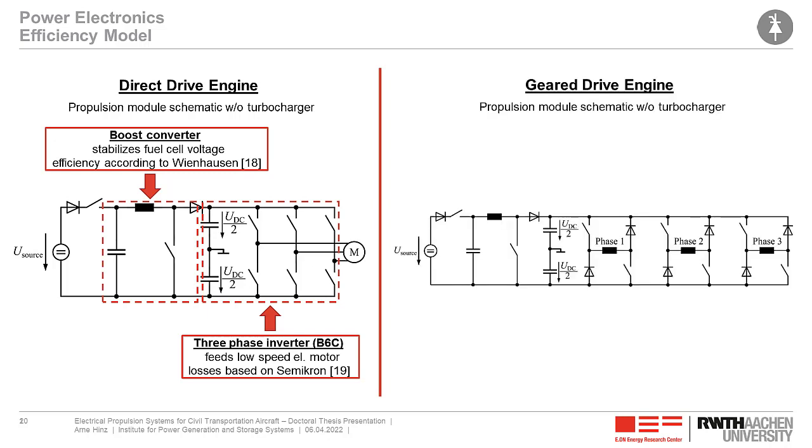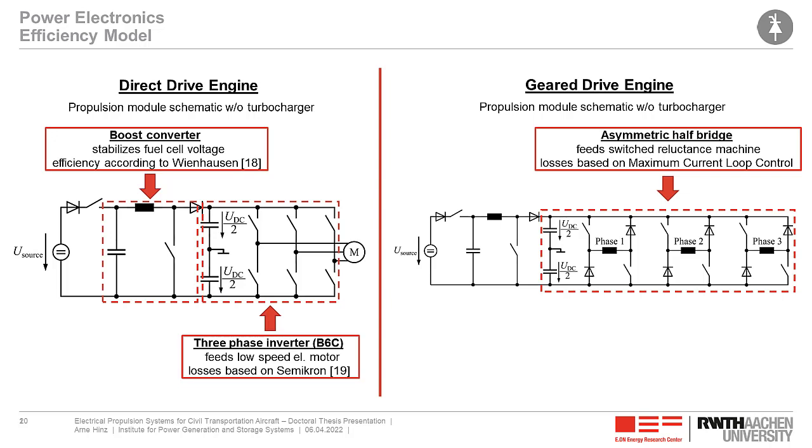The gear drive engine again looks much the same. We will only replace the V6C with an asymmetric half bridge, as we need some supply for the switched reluctance machine. And the losses of this converter are calculated based on the maximum current control scheme. And the inductors here are actually the phase inductors of the switched reluctance machine.